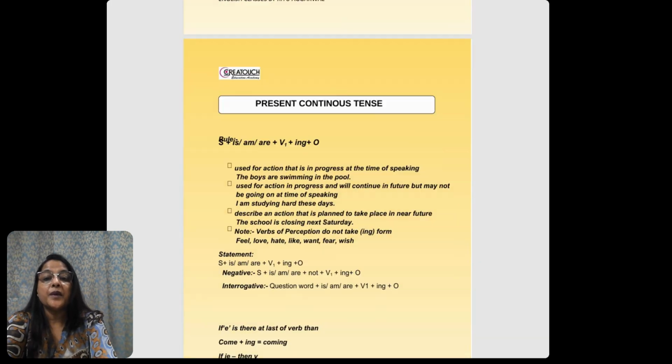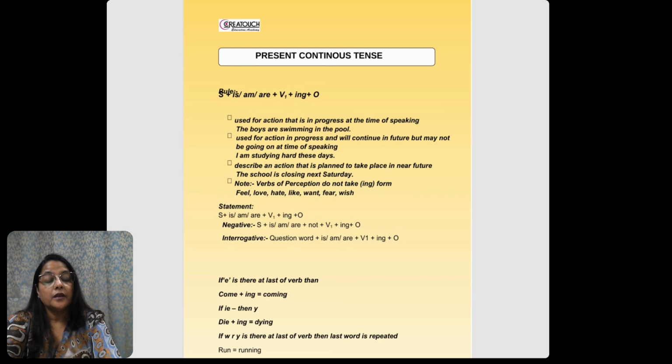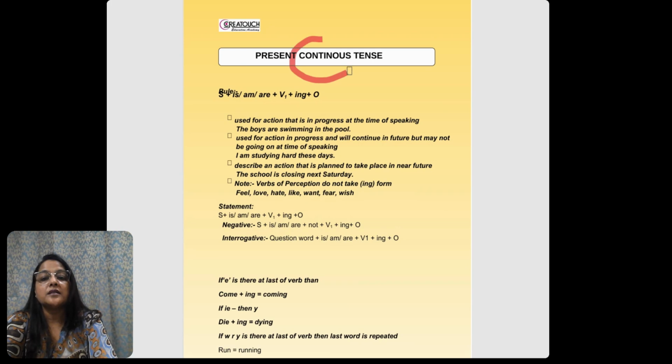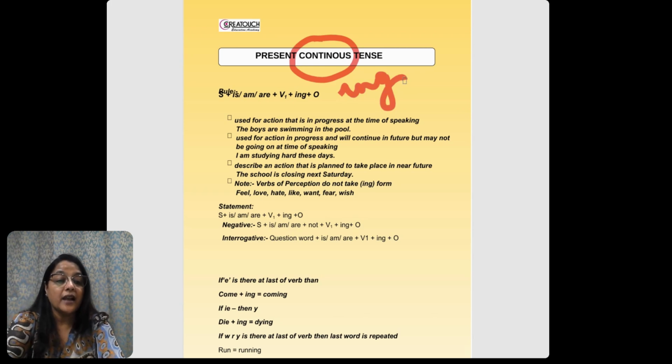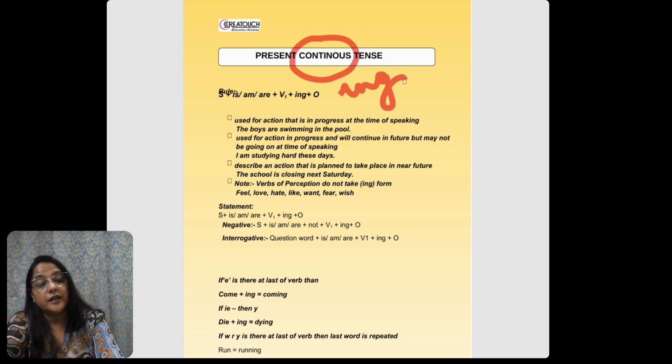The second tense is present continuous tense. The first thing which comes to mind is continuous. Whenever this word is written in English, especially in tenses, it is ing. Ing is what? Something which is running. So, a continuous tense is used for an action which is in progress at the time of speaking. Right now I am taking the class, it's a present continuous tense.